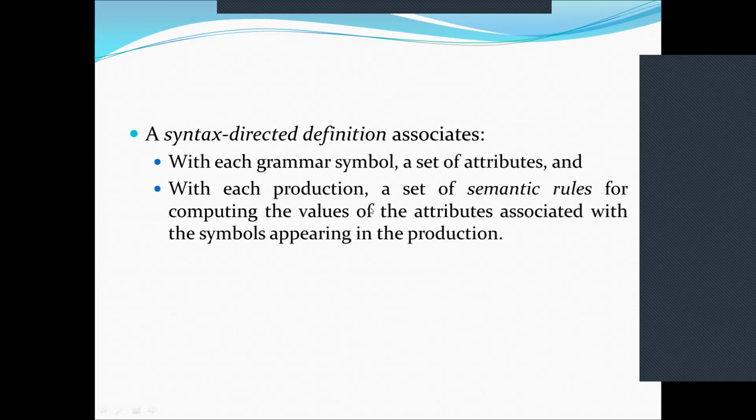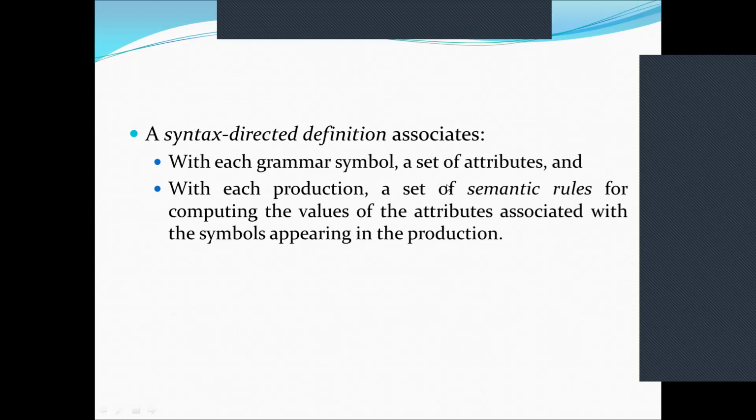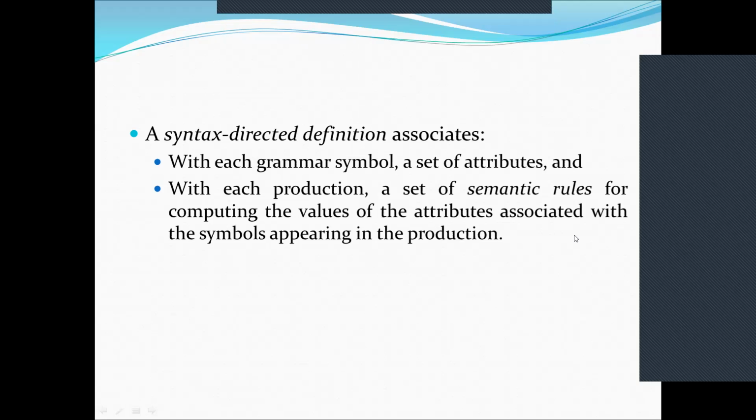Till now we have been writing the productions with the start symbol, or the head, at the left side of the production and the body at the right side. That was the only rule we were following. But now we'll see the set of semantic rules for computing the values of the attributes associated with the symbols appearing in the production. So every symbol in the production that will be used will be associated with a certain rule. That is how slowly we are progressing to enhance the understanding of the compiler for every instruction in the program.